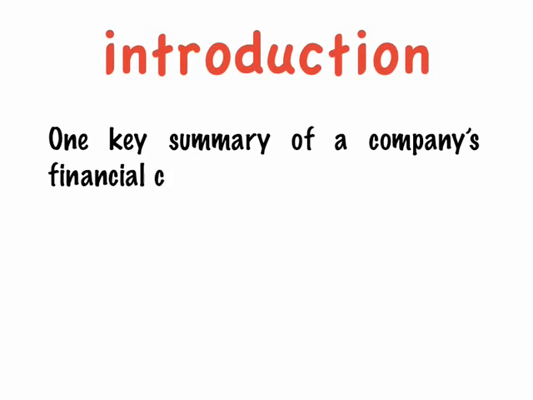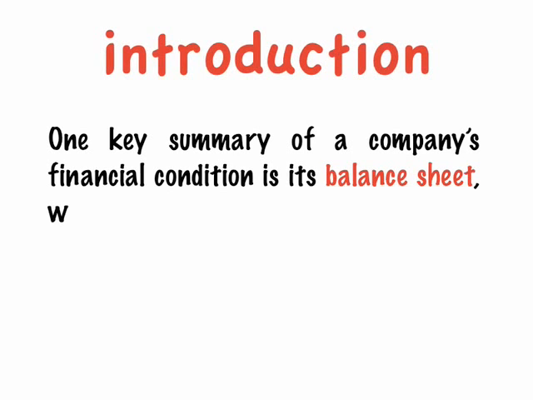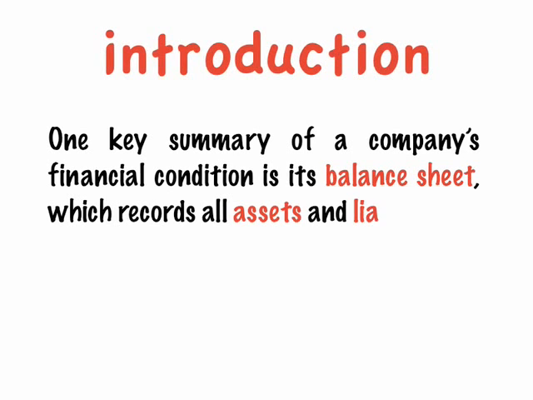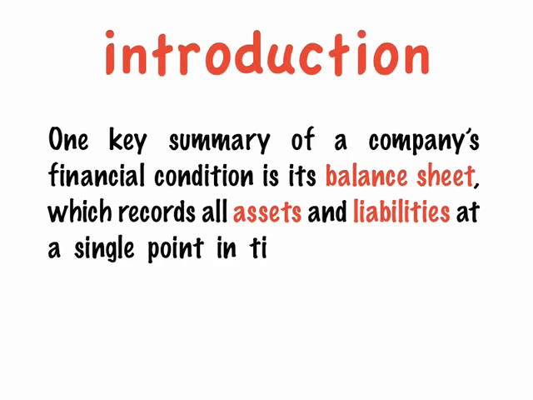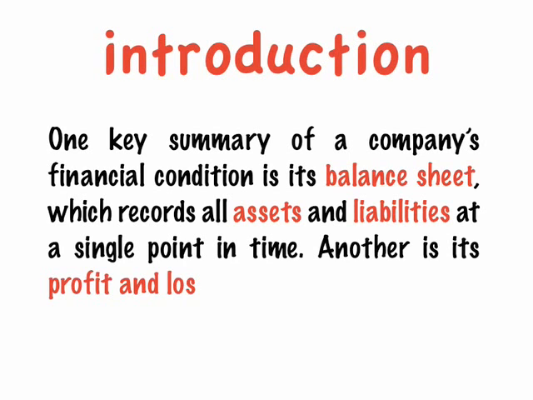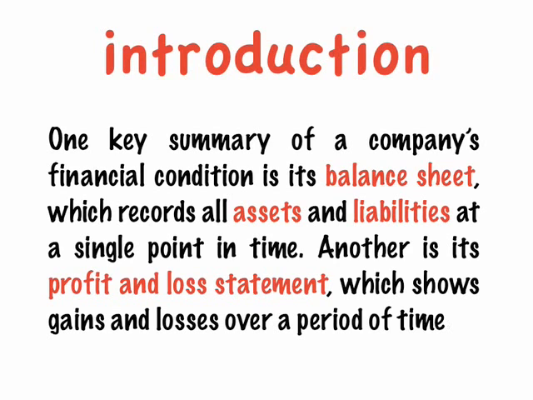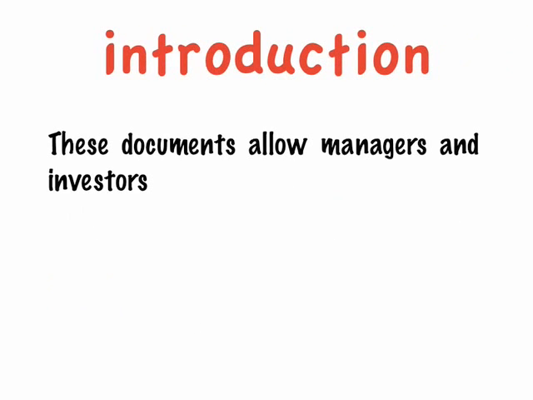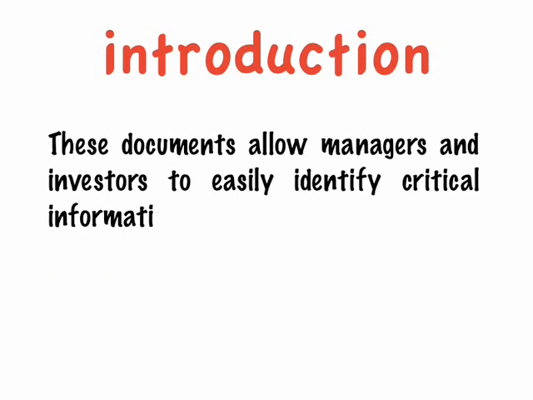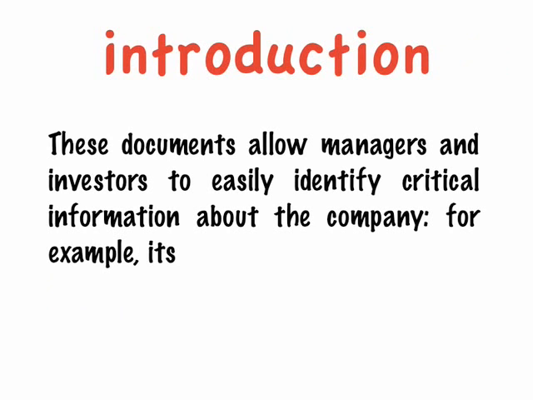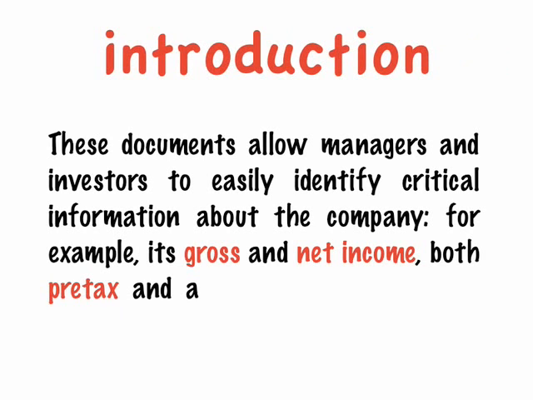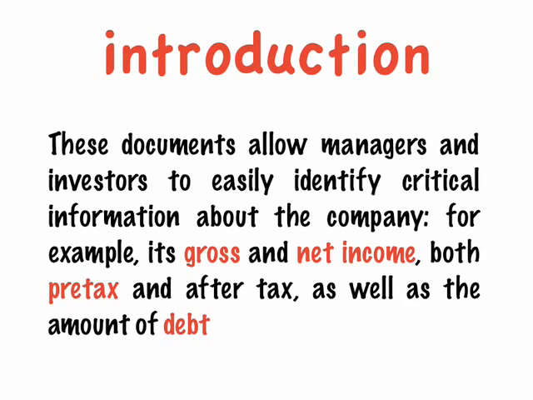One key summary of a company's financial condition is its balance sheet, which records all assets and liabilities at a single point in time. Another is its profit and loss statement, which shows gains and losses over a period of time. These documents allow managers and investors to easily identify critical information about the company. For example, its gross and net income, both pre-tax and after-tax, as well as the amount of debt it is carrying.